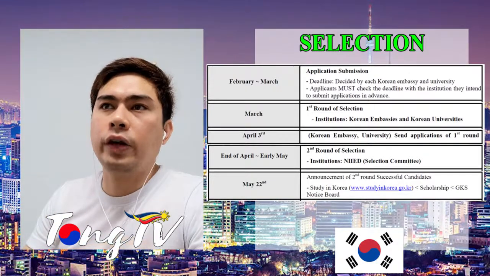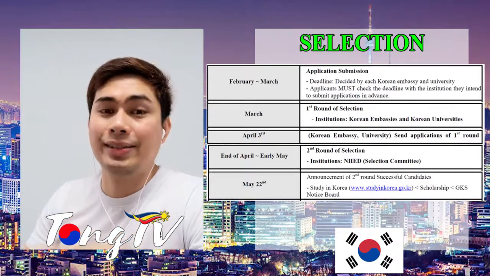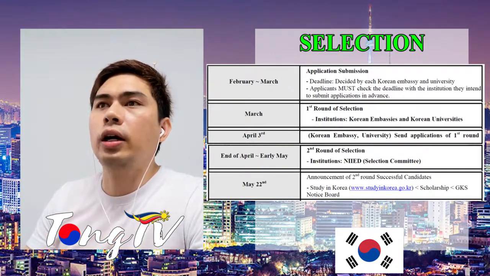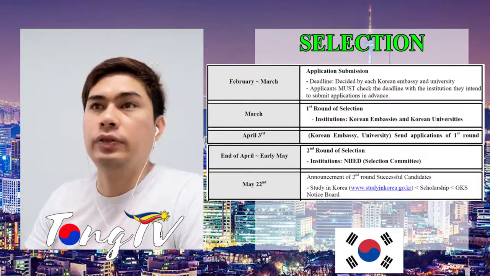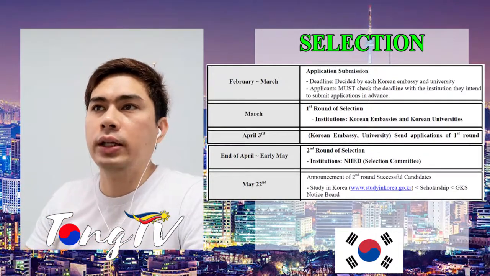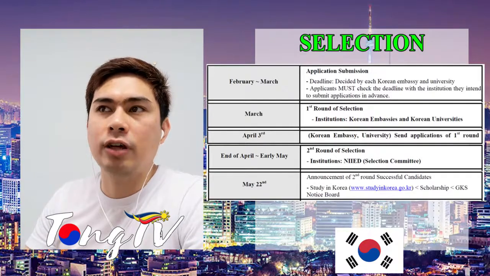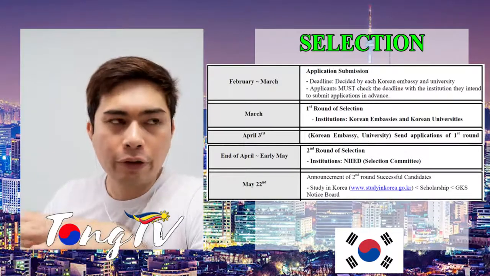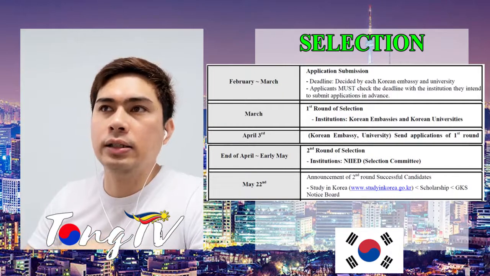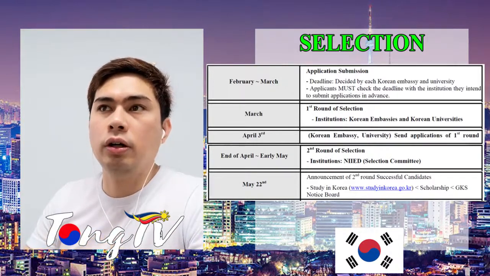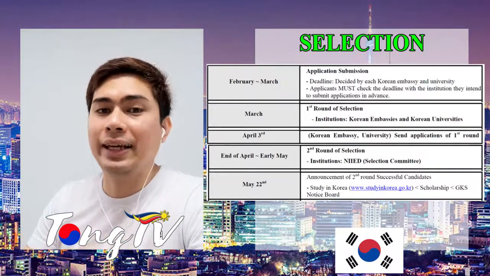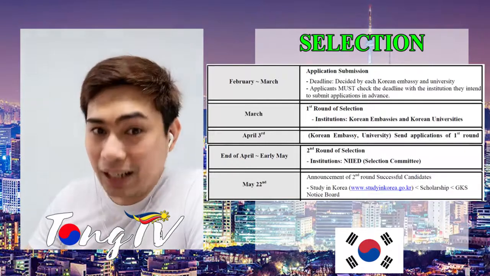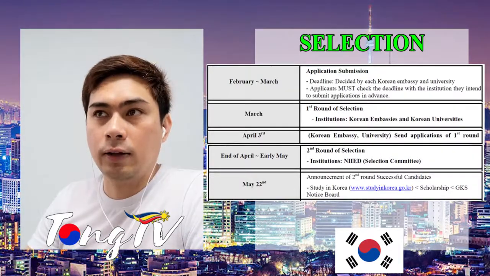End of April to early May, that's the second round selection, which means that NIED will select who will be successful. For the month of May, that's the announcement of the second round successful candidates. For all the successful candidates, you can see your names on the notice board on the same website, www.studyinkorea.go.kr. But again, that's only the second round.